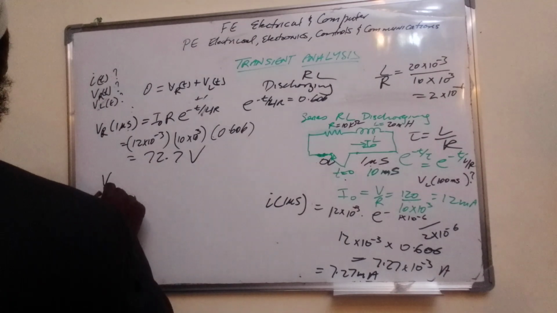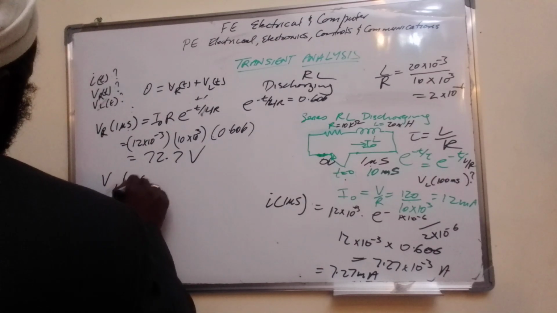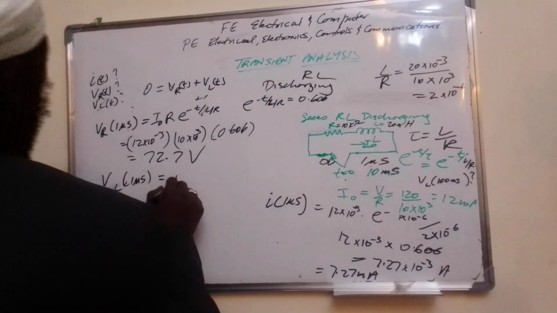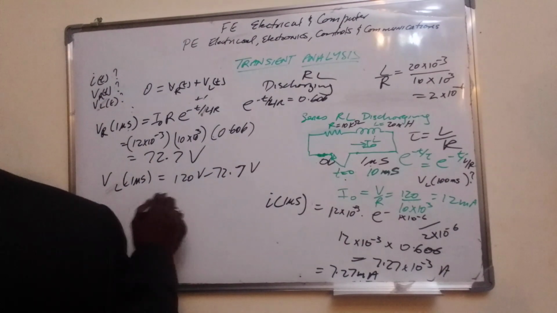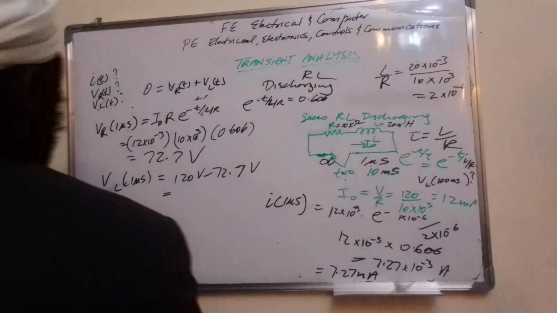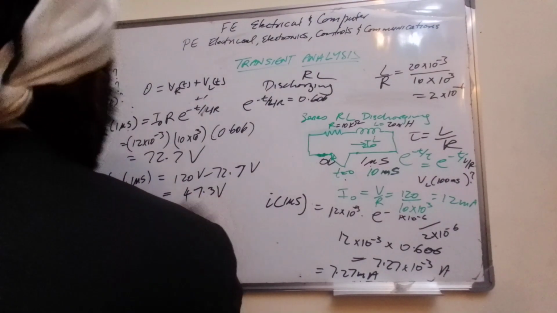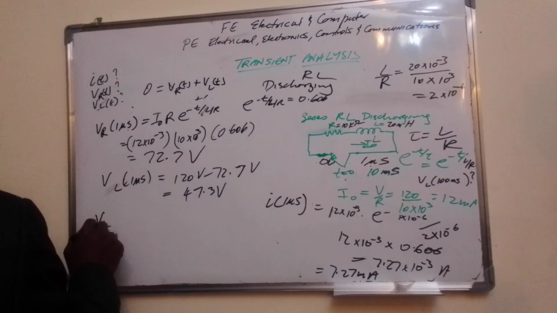That is V sub L at 1 microsecond. It's going to be what? 120 volts minus 72.7 volts. I'm going to prove it both ways. So let's say this is 120 minus 72.7, right? That should come out to 47.3 volts. Let's see if it pans out the other way.